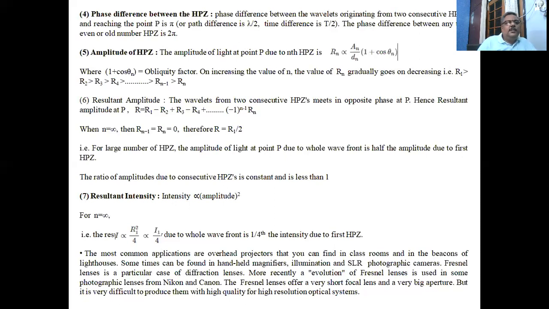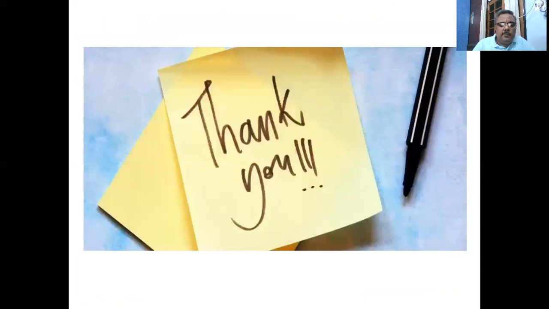So this was the Fresnel half period zones, and a device based on these half period zones can be constructed, which is called the zone plate, which we'll be discussing in the next lecture. So we are ending the lecture here, and the rest of the topics of diffraction we will be taking up in the next class.